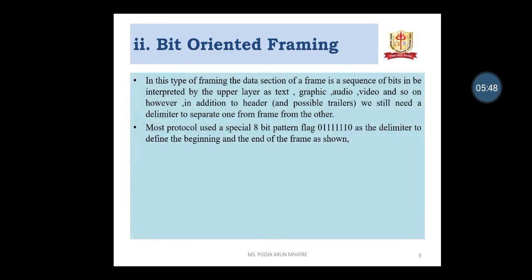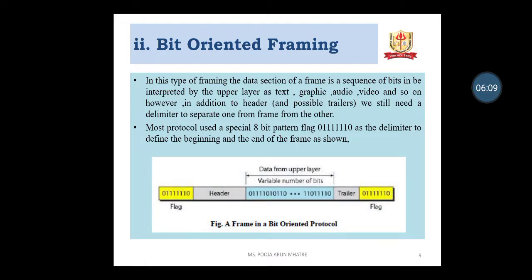Bit oriented framing. In this type of framing, the data section of a frame is a sequence of bits to be interpreted by the upper layer as text, graphic, audio, video and so on. However, in addition to the header, we still need a delimiter to separate one frame from the other. Most protocols use a special 8-bit pattern flag, that is 01111110, as the delimiter to define the beginning and the end of the frame, as shown below.